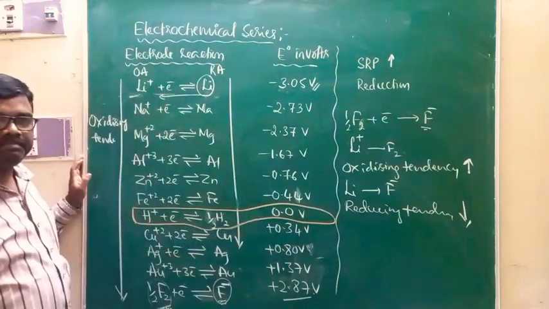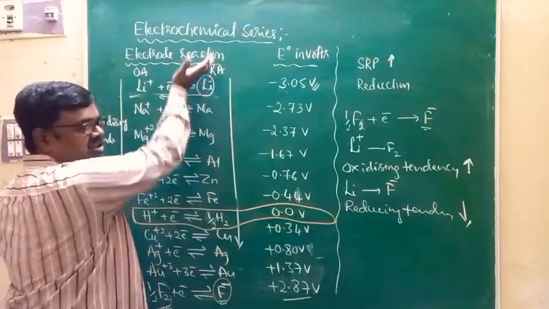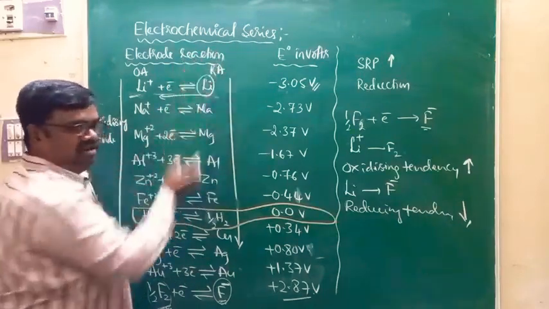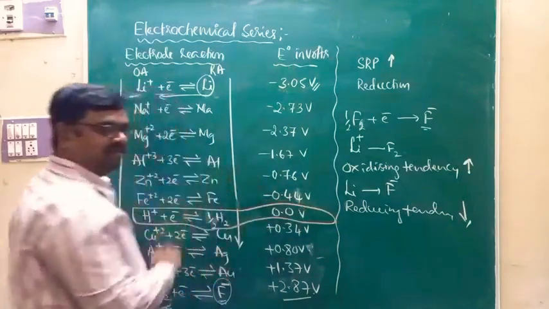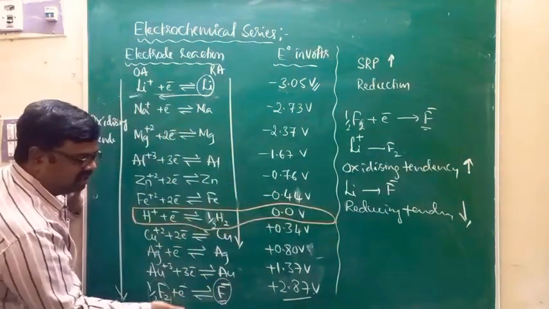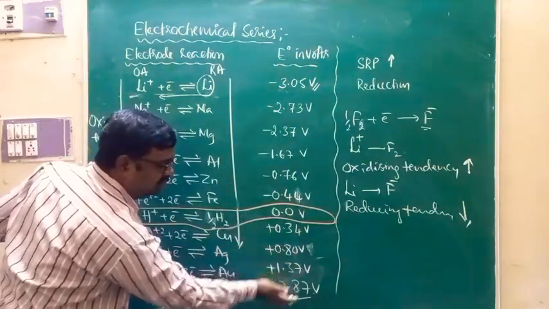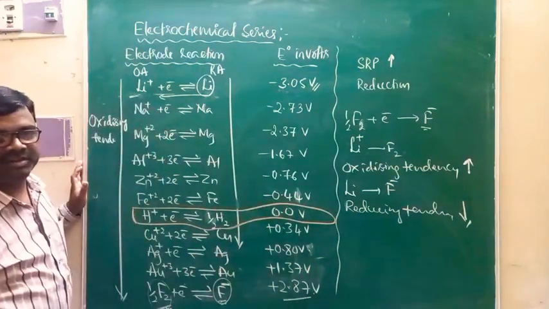Look at the metals above hydrogen. Their standard electrode potentials are less than 0. Look at the metals below hydrogen. Their standard electrode potentials are greater than 0.